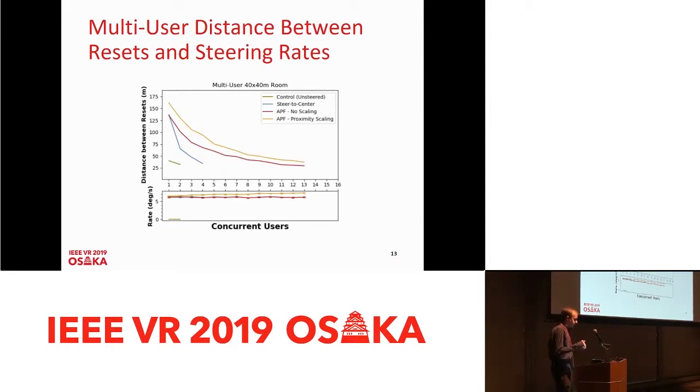This is looking at the distance in between resets as you increase the number of users. As you can see for steer to center, the distance in between resets drops off quite quickly, because users are being steered into each other, which triggers more resets. However, for artificial potential field, it takes much longer for this fall off to occur, and therefore it can support many more users. In addition, artificial potential field allows users to travel farther. However, it only slightly affects the average steering rate.